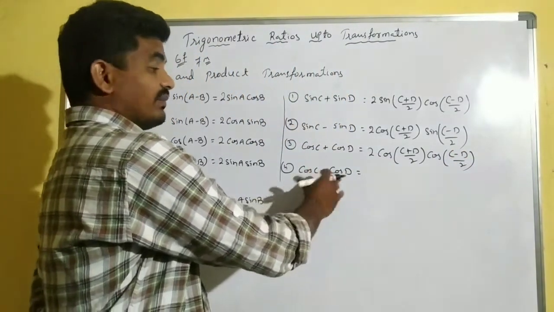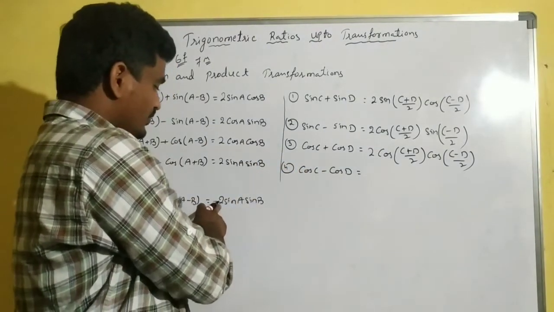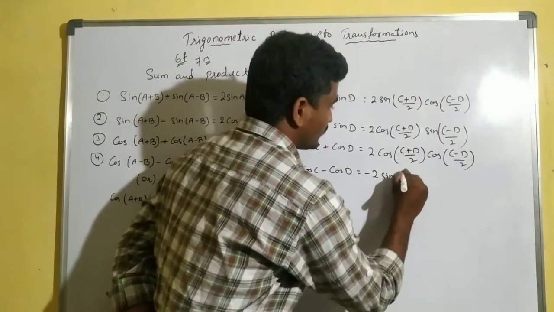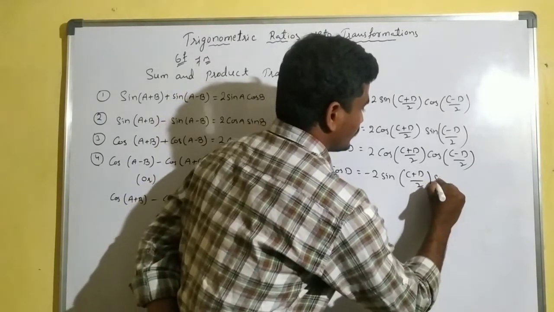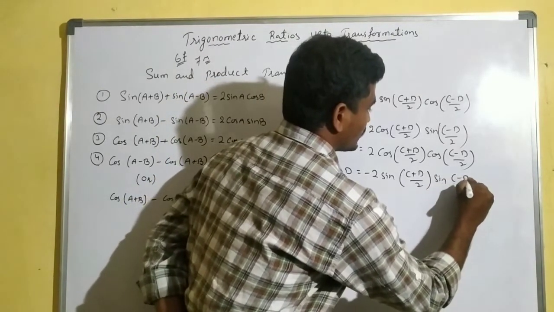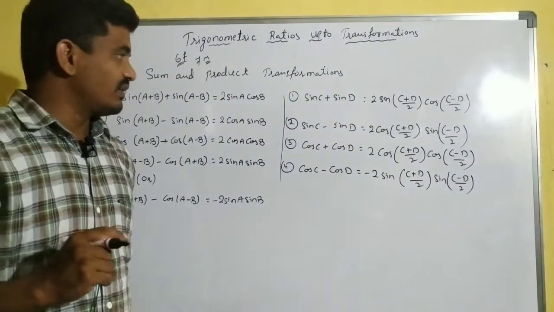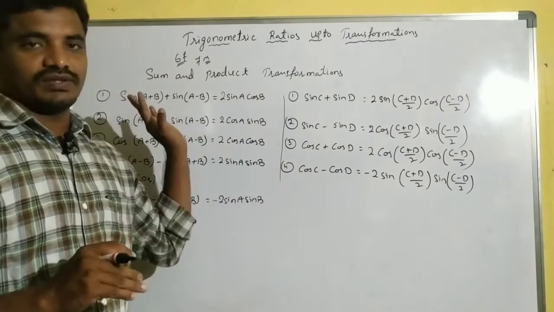What happens to cos c minus cos d when you take it here? You get minus 2 sin c plus d by 2 into sin c minus d by 2. With the help of these formulas, you can solve the 7 mark questions.